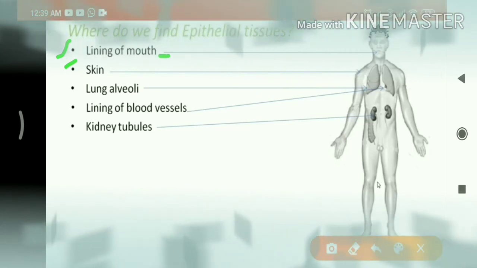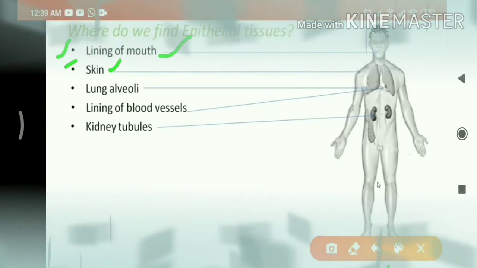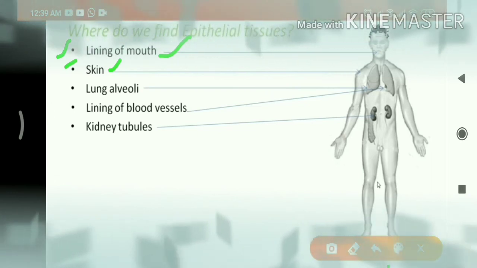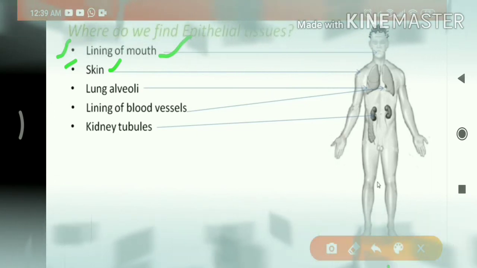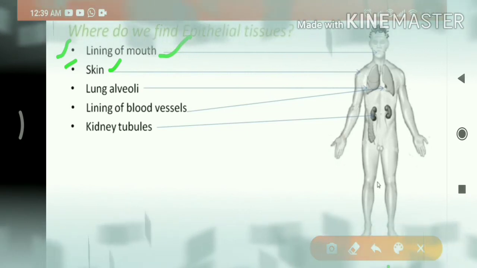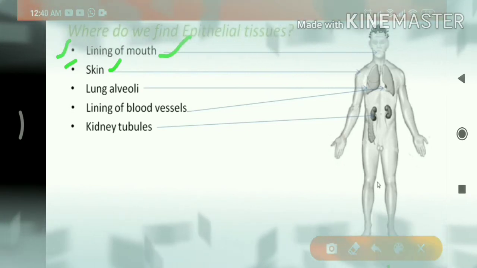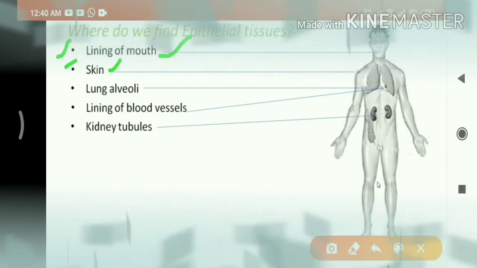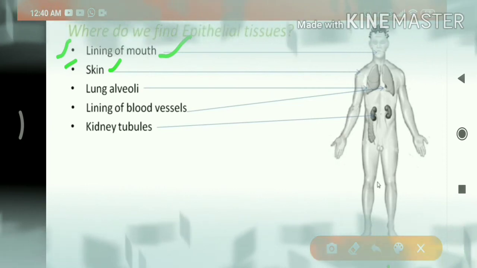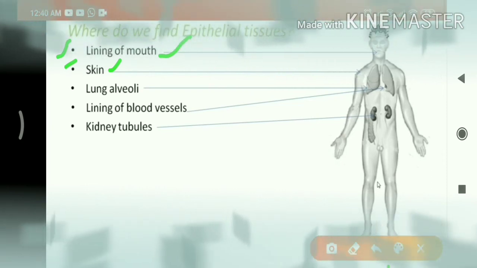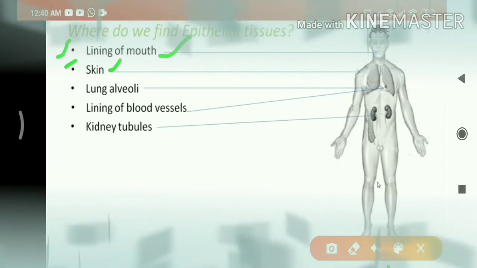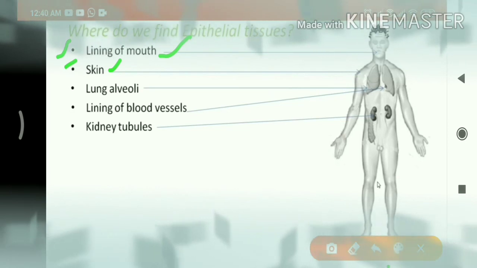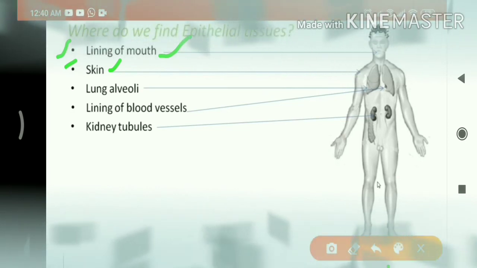Here in this slide you can see where we find epithelial tissue. The lining of the mouth has epithelial tissue, and so do skin, lung alveoli, lining of blood vessels, and kidney tubules. There are so many organs inside your body, and everywhere this epithelial tissue is present. Why am I considering this point in your lecture? It is very important for your examination, for MCQs. If you are giving a competitive exam, this is very important: where the epithelial tissues are found.